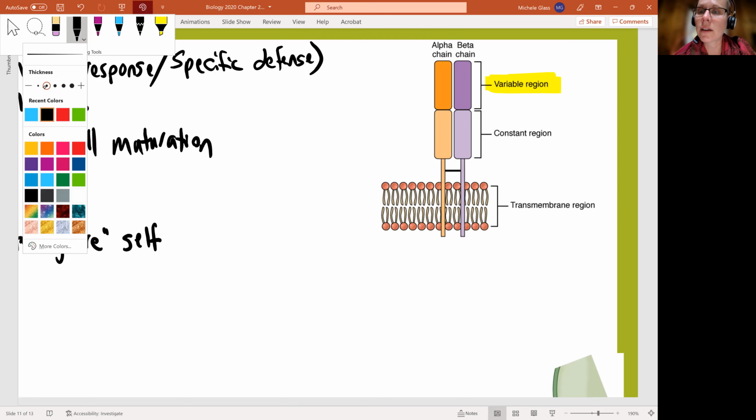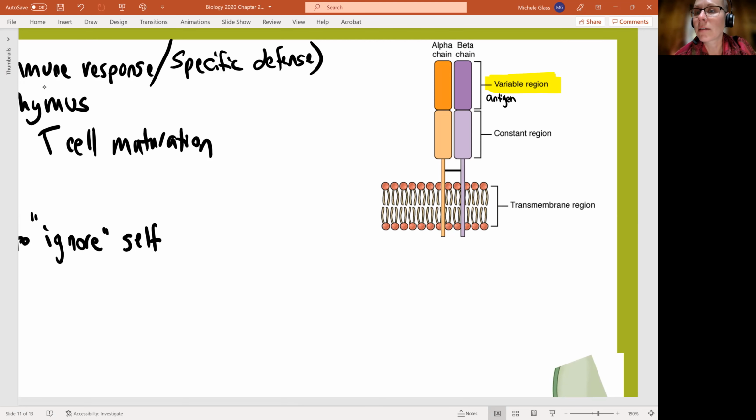So this contains our antigen binding site. And what we'll see is that every type of T cell is going to produce only one type of receptor, so that each T cell binds to just one type of antigen.